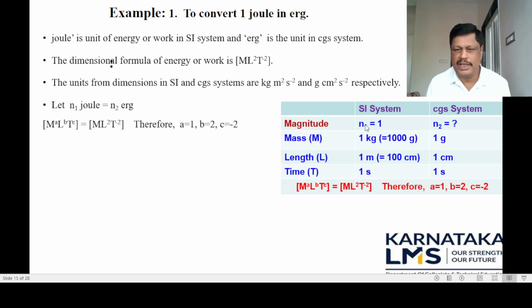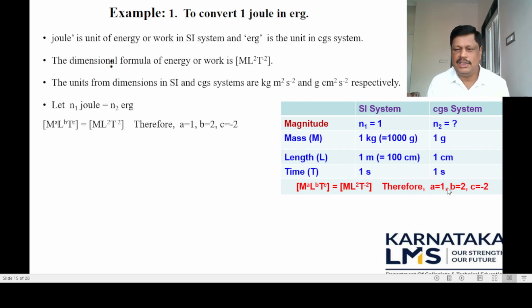Here if you take magnitude N1 is equal to 1 because 1 kg, 1 meter and 1 second. What are the magnitudes of N2, we have to find out. In the SI system, the unit of mass is kg. So 1 kg is equal to 1000 gram, you already know that. The unit of length is 1 meter. So 1 meter is equal to 100 centimeter. Unit of time is 1 second. Similarly, the CGS unit of mass is gram, the CGS unit of length is centimeter, and the CGS unit of time is second.